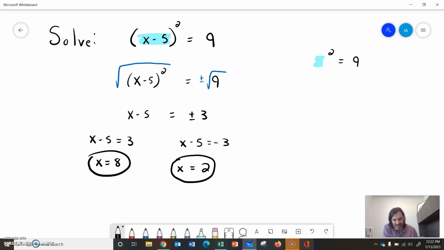So let's see. If we want to check these, 8 minus 5 is 3. 3 squared is 9. 2 minus 5 is negative 3. Negative 3 squared is a positive 9. So they both work. So you can still use the square root principle even though it's not a single variable that's squared, but an expression.